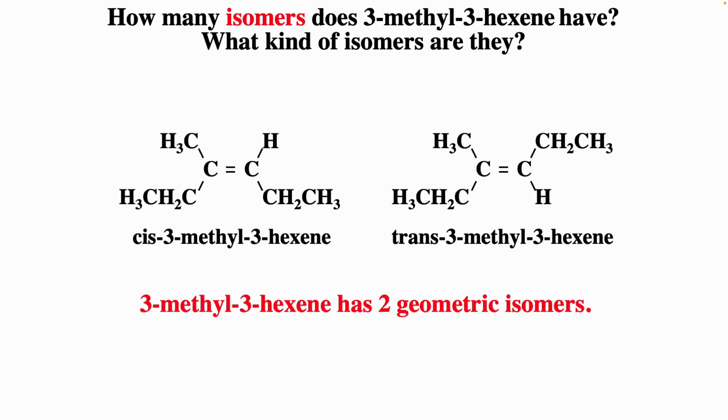We could also ask about this one. Again, notice that we have a carbon-carbon double bond. On this carbon, 2 different groups. On this carbon, 2 different groups. That means you could have these groups on the same side, which gives you cis, or these groups on opposite sides, which gives you trans. And so that molecule has 2 geometric isomers. For each carbon-carbon double bond, you could have a maximum of 2 geometric isomers.